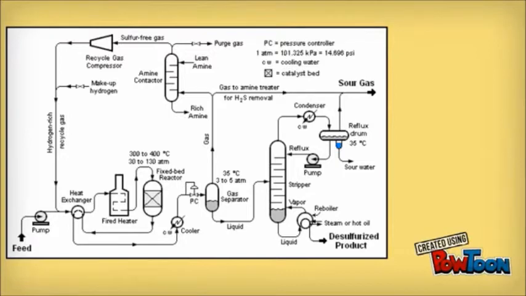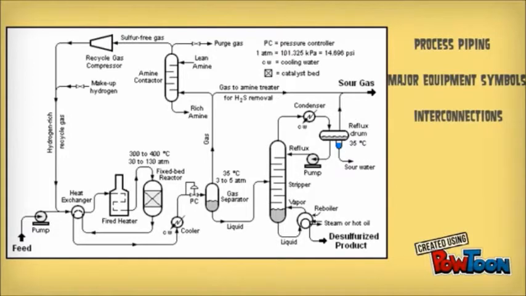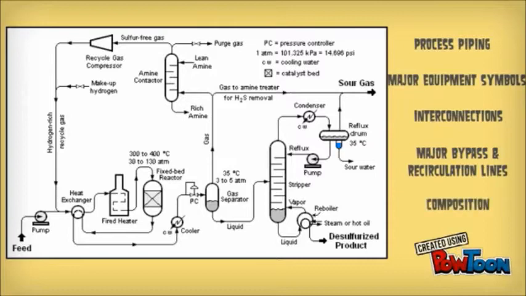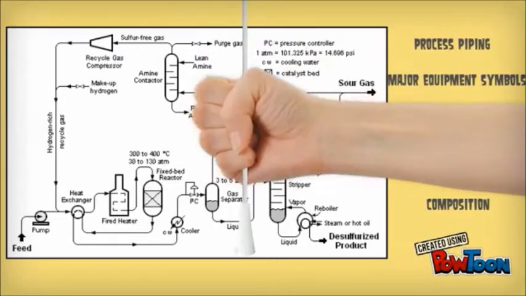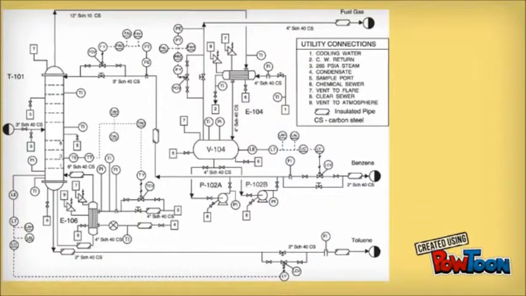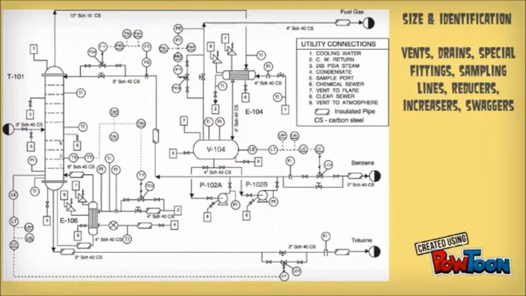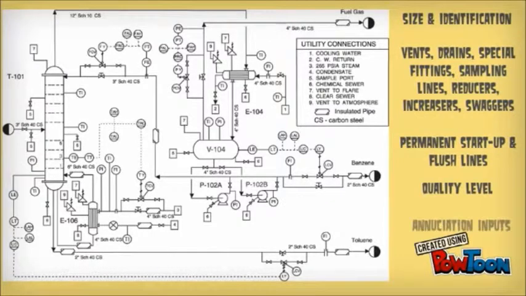Well, we can see that PFD has process piping, major equipment symbols, interconnection between systems, major bypass and recirculation lines, composition of streams, while P&ID should have size and identification, vents, drains, special fittings, sampling lines, reducers, increasers and swages, permanent startup and flush lines, quality level, initiation inputs.